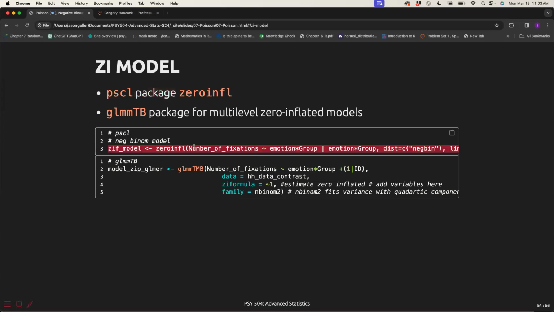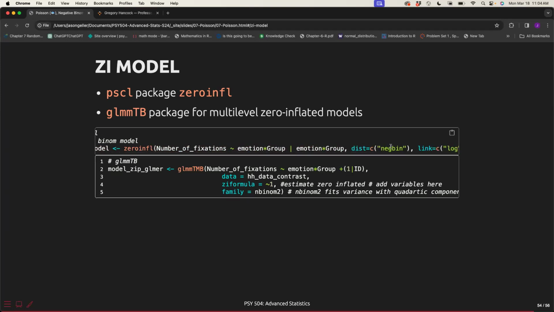So for the zero-inflated model here, we're going to model two parts. We're going to model the count part, and we're going to model the zero-inflated part. In the first part, before the pipe, we have the count part, right? So number of fixations, emotion, and group. To the right of the pipe, we have the zero-inflated part. So this is emotion times group. So we're going to look at emotion times group and whether that predicts whether individuals have no zeros versus some zeros.